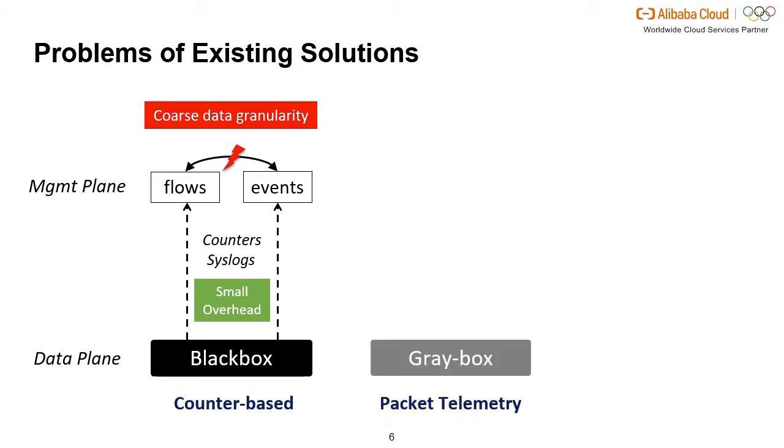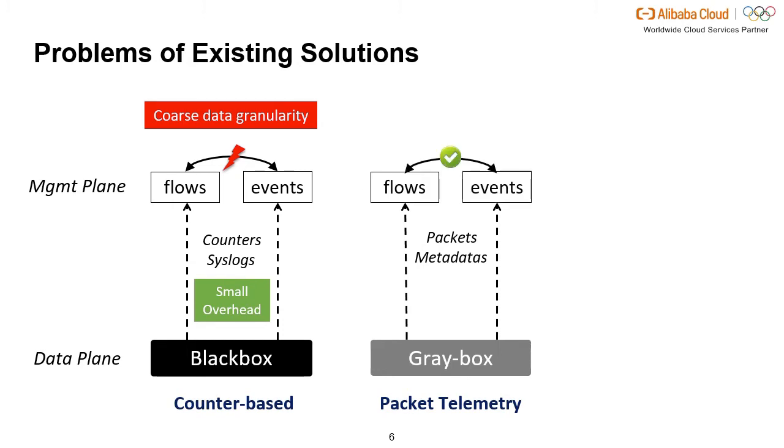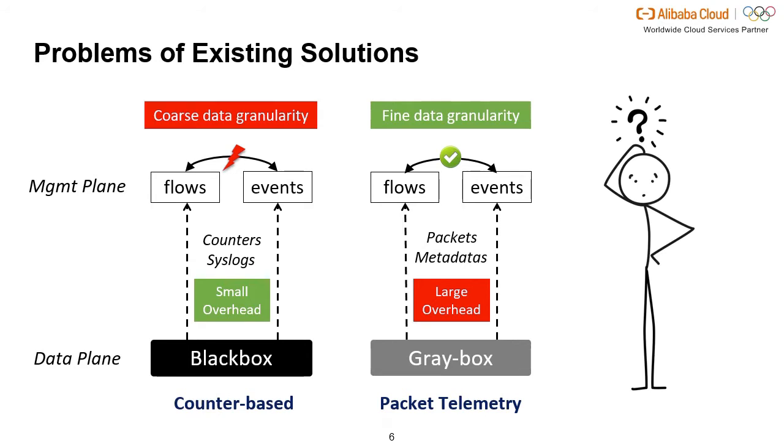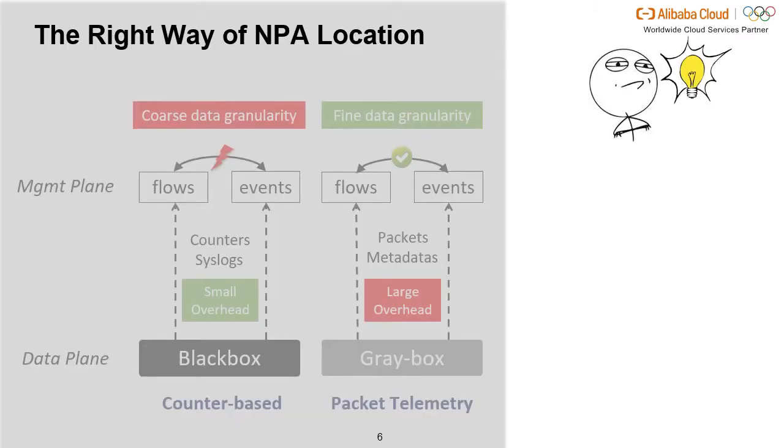Second, as data plane becomes more configurable, packet telemetry is proposed for obtaining fine-grained data plane information. Although packet telemetry can precisely capture flow events, it introduces unacceptable monitoring overheads, since it transmits a lot of monitoring data from data plane to management plane. Existing solutions either compromise scalability or sacrifice granularity. Then, is there an ideal solution that can achieve both fine granularity and cost efficiency?